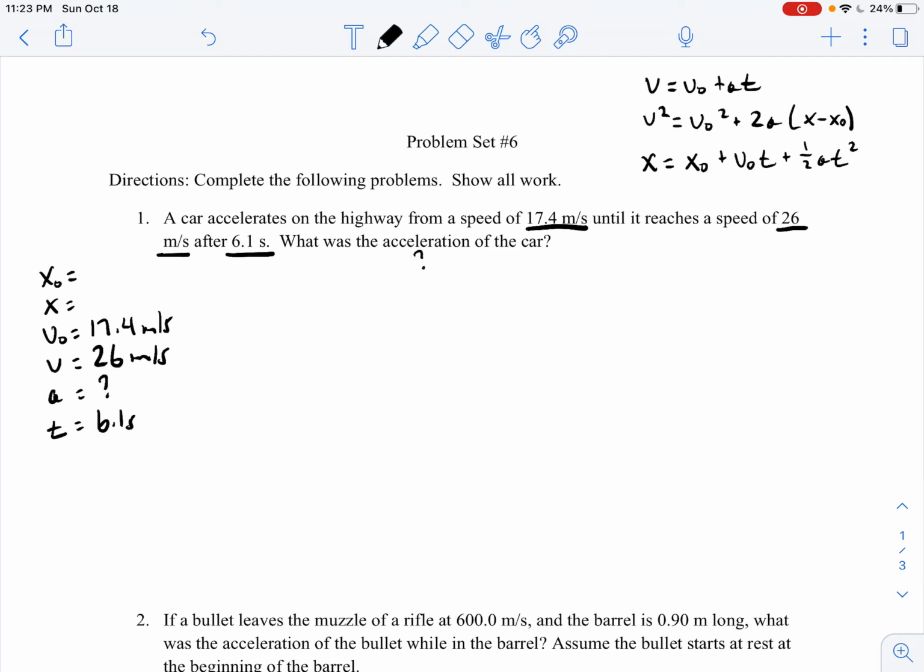So in looking at this, again, we can draw just a quick diagram showing what we have here. We'll say that our car is going to be starting out traveling with a velocity of 17.4 meters per second. Because we're starting out, we're going to be at a t of 0 seconds. Then 6.1 seconds later, we are traveling at a velocity that is now a little bit larger at 26 meters per second.